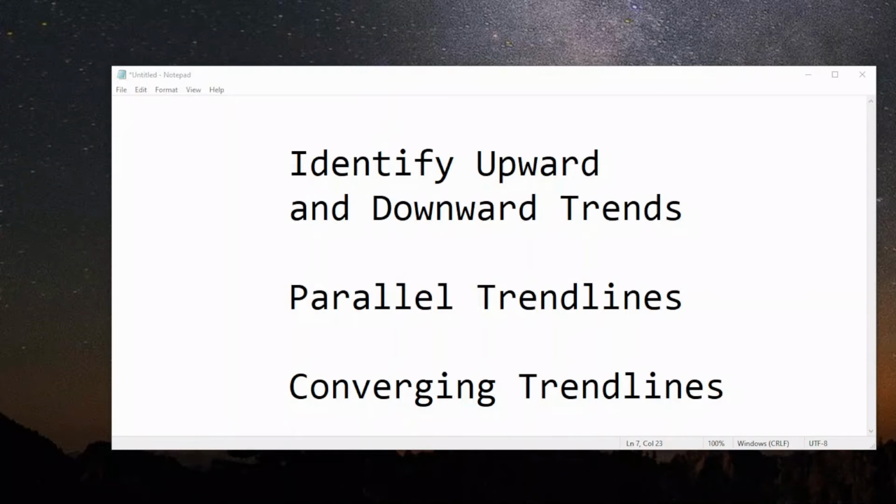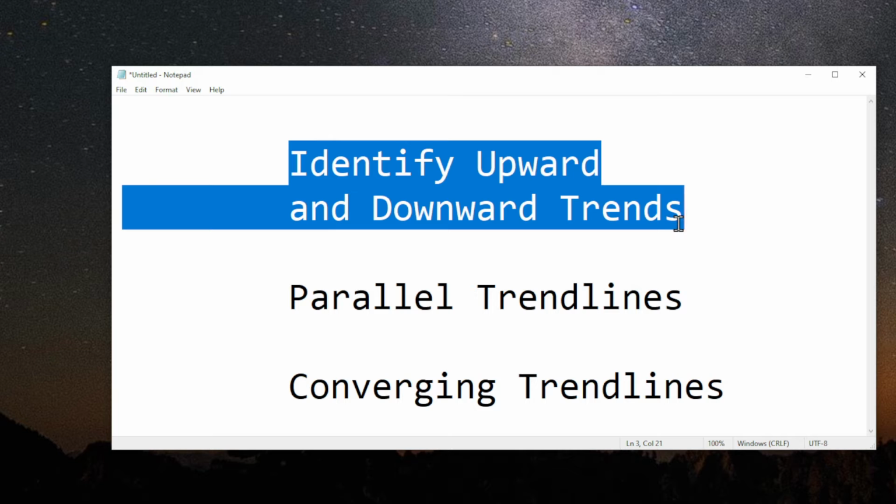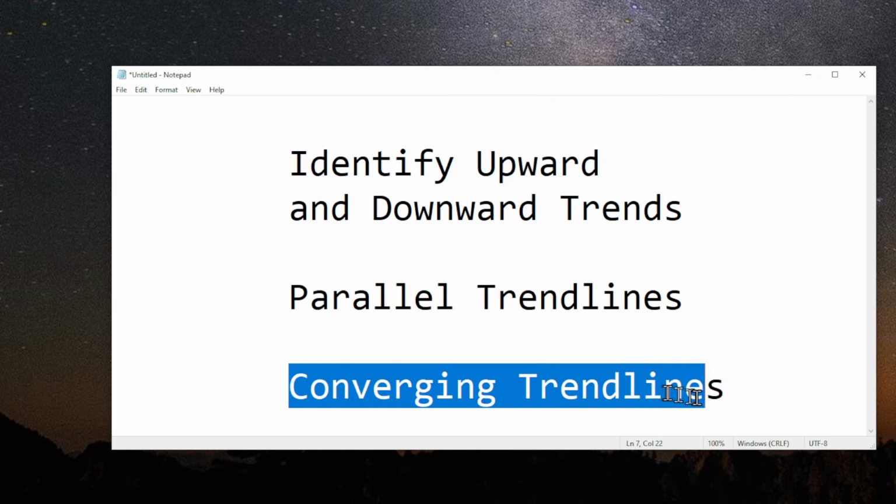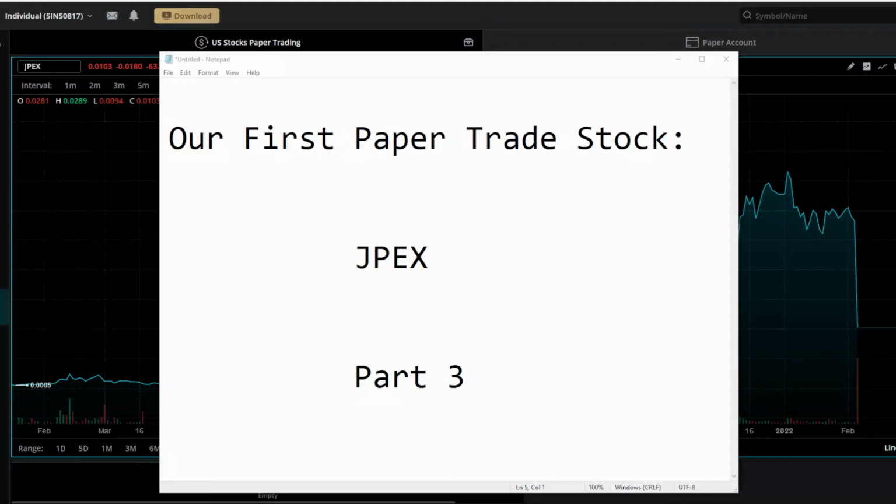We continue in this video with identifying upward and downward trends by drawing trend lines of support and resistance. We're going to talk a little bit about parallel trend lines versus converging trend lines. All right, so this is part 3 of our first paper trade stocks, which is JPEX, and I'm going to try to throw as much as I can at you in a short amount of time.